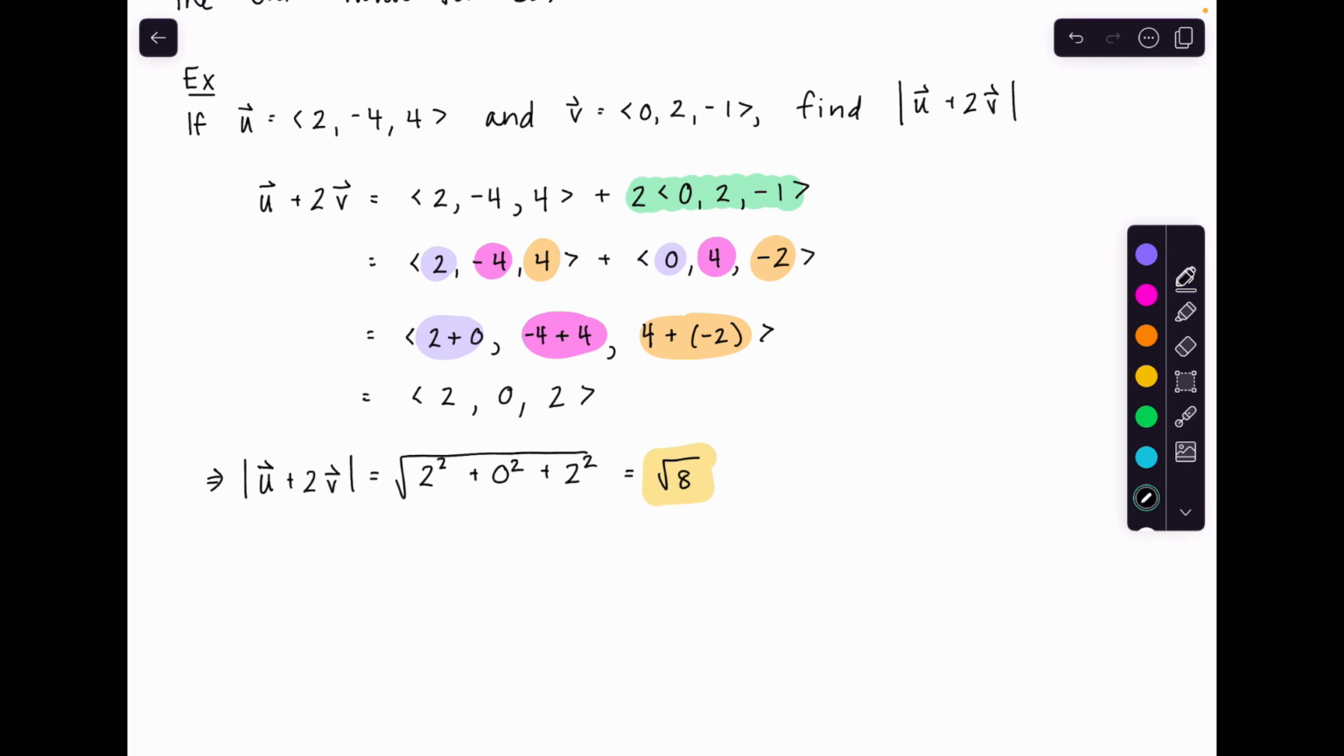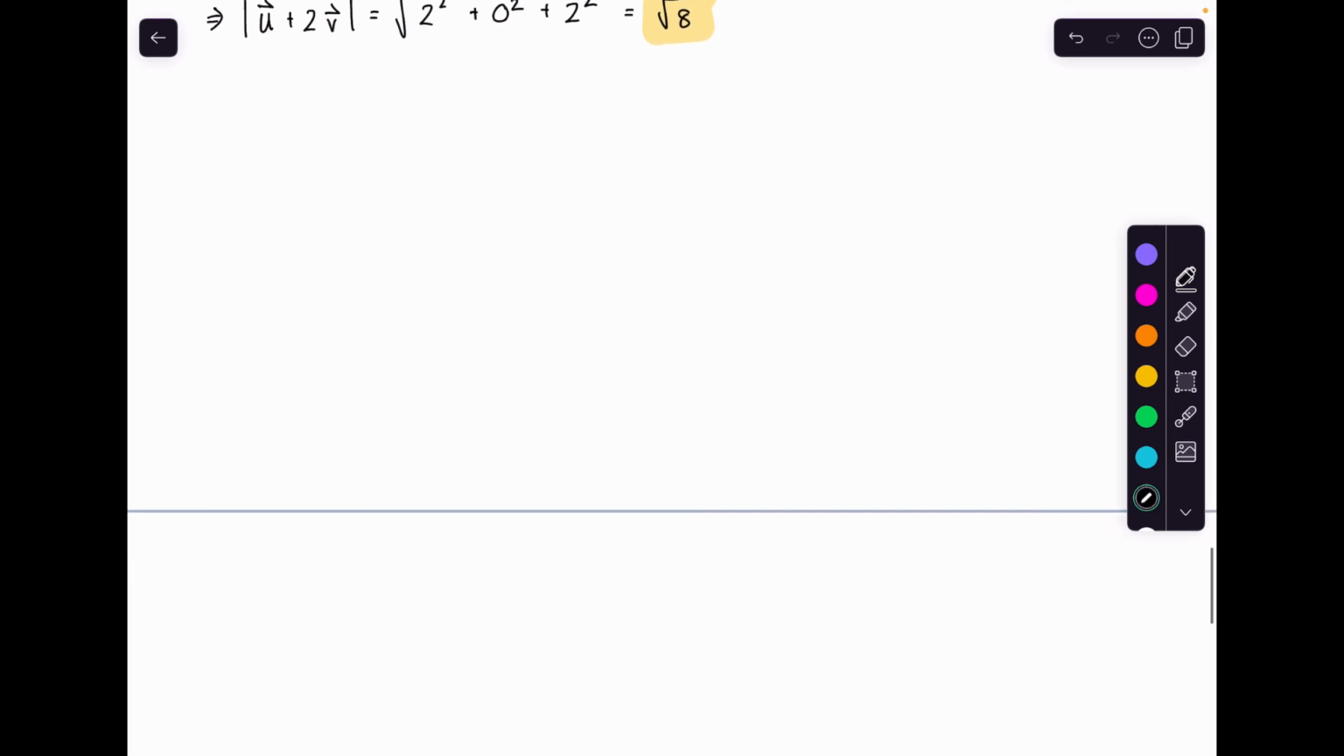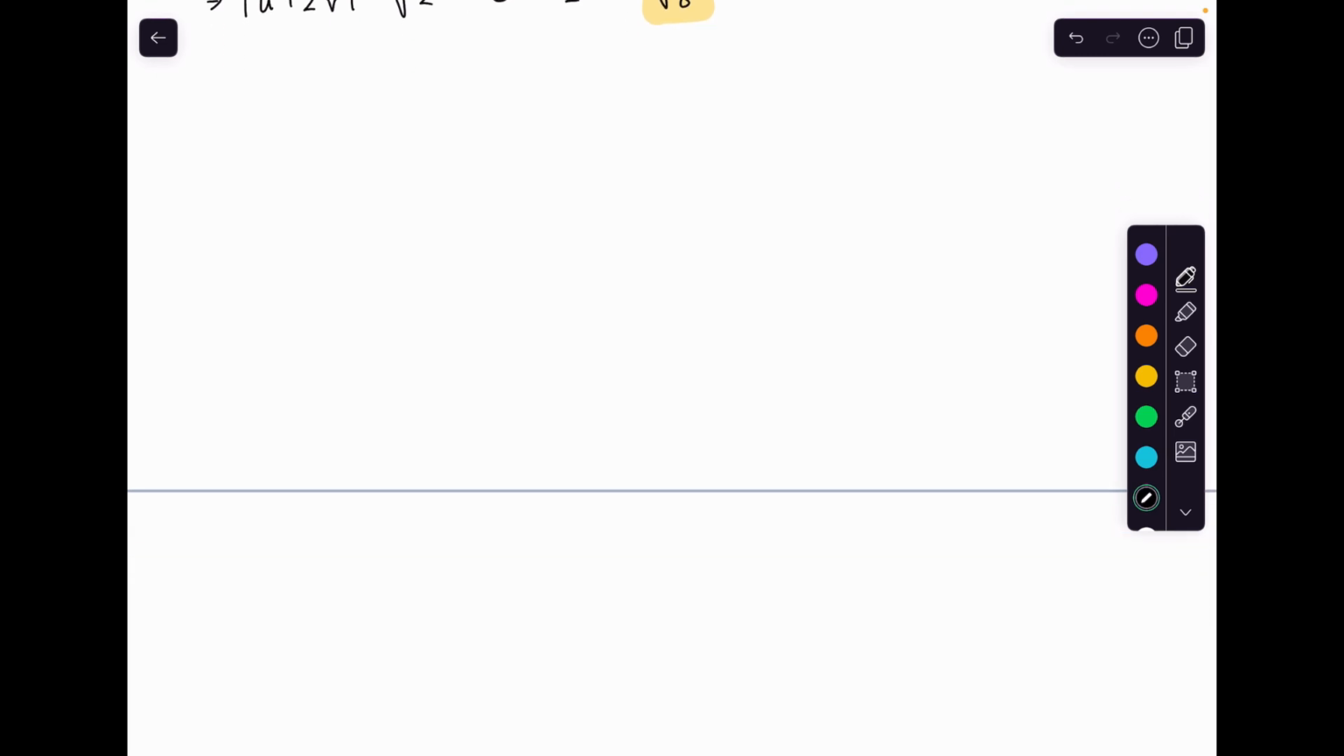Now that we've got a little bit of familiarity with all of these operations, I'm going to go through all of our different properties. Just like we have properties with real numbers, same thing is going to hold here. So let's talk about the properties of vectors.